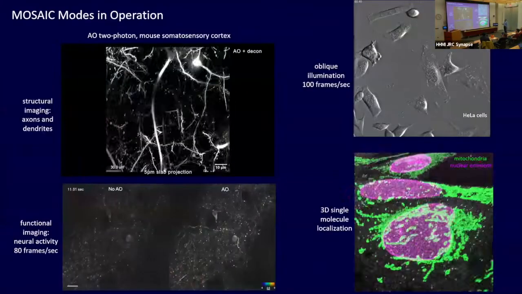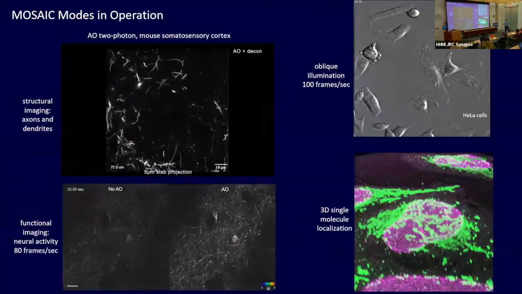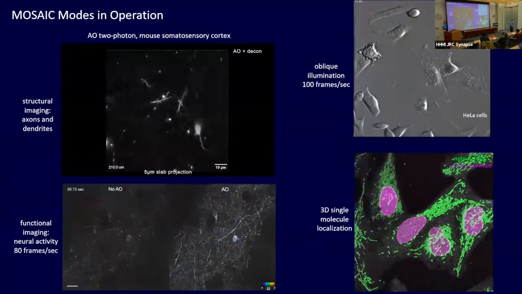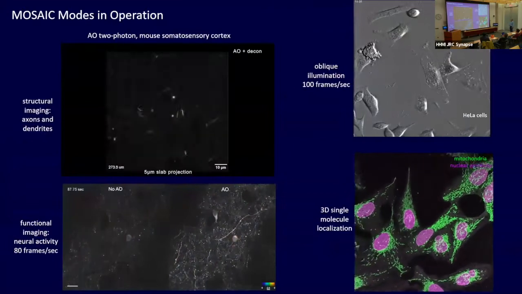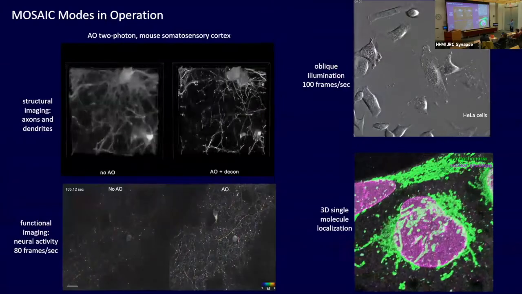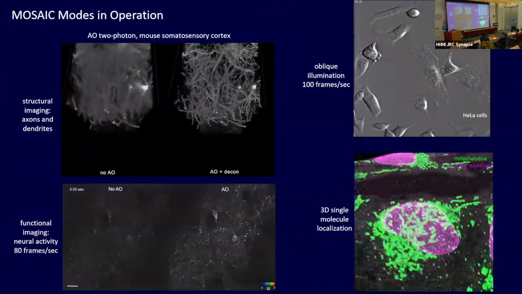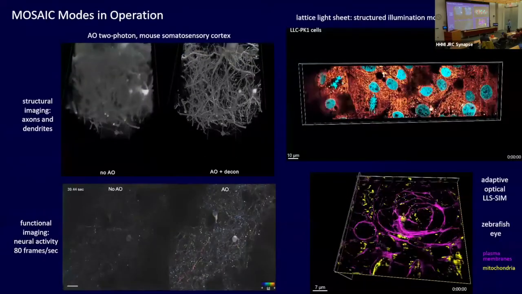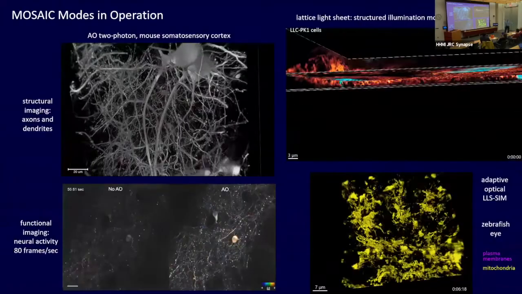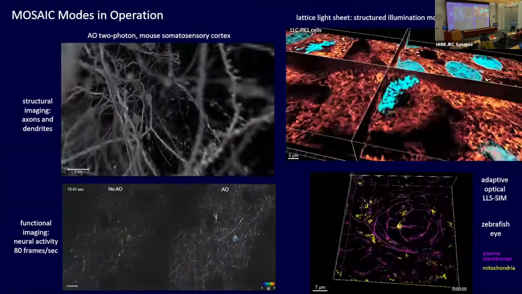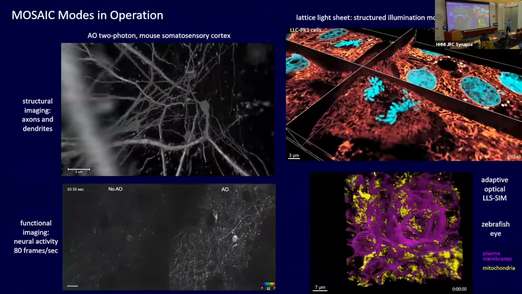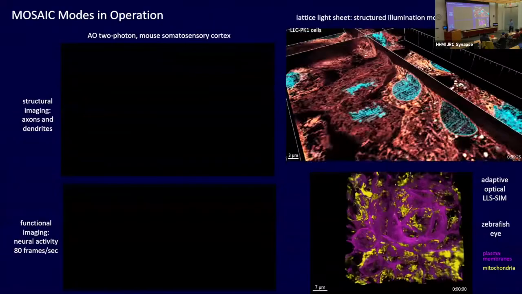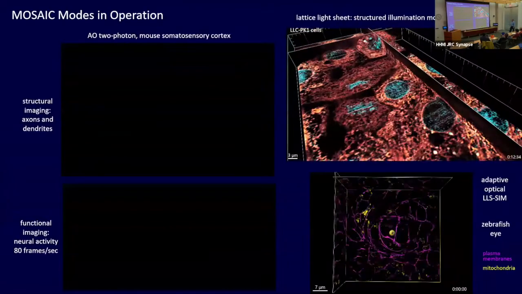So here's some of the modes of the MOSAIC. There's an upright station where we can do AO 2-photon imaging. So this is going in the somatosensory cortex, showing with and without AO the improvement. We can do oblique illumination to kind of see the whole cellular outlines. We can also do functional imaging with the 2-photon. We can do 3D single molecule localization over fairly wide fields of view. We can use lattice light sheet over very large fields of view, either as a regular lattice light sheet or in a mode where we do one-dimensional structured illumination in the direction of the light sheet to get higher resolution, as you can see here. We can actually apply that then in fish to actually do AO lattice SIM inside of zebrafish, as you can see in this example.